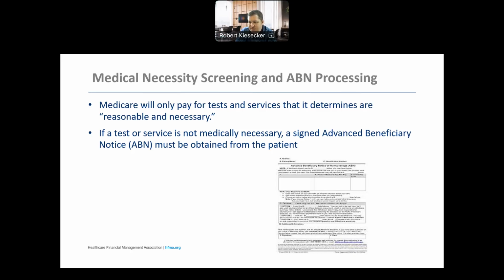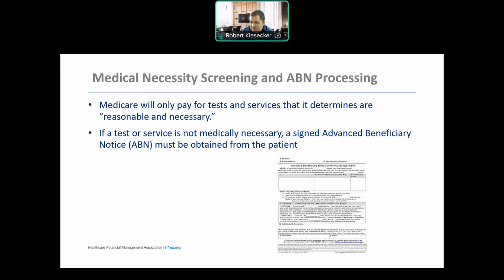If a test or service is not medically necessary, according to the LCD or NCD, a signed advance beneficiary notice or ABN must be obtained from the patient. ABN is not used for inpatient services or for tests that are always excluded from Medicare payments, such as acupuncture, experimental tests, or research testing. Medicare provides other forms in these situations.